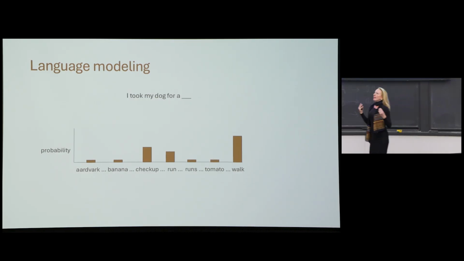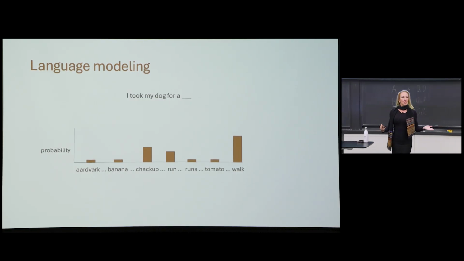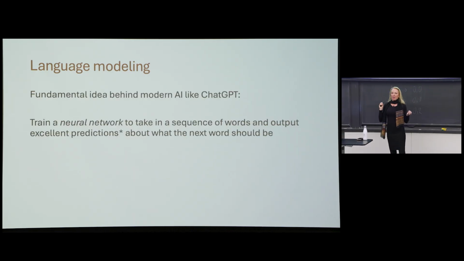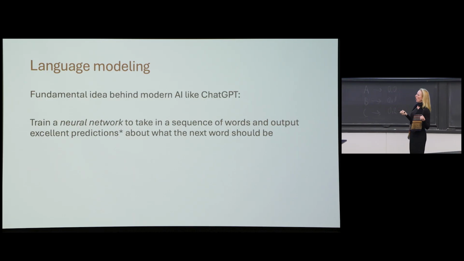If I'm able to make good predictions about what the next word might be, that means that I have internalized a good, sensible, meaningful probability distribution over all those myriad possible words that might come next in the sentence. This is fundamentally what modern AI is trained to do. It's the fundamental idea behind technologies such as ChatGPT, Claude, and the like.